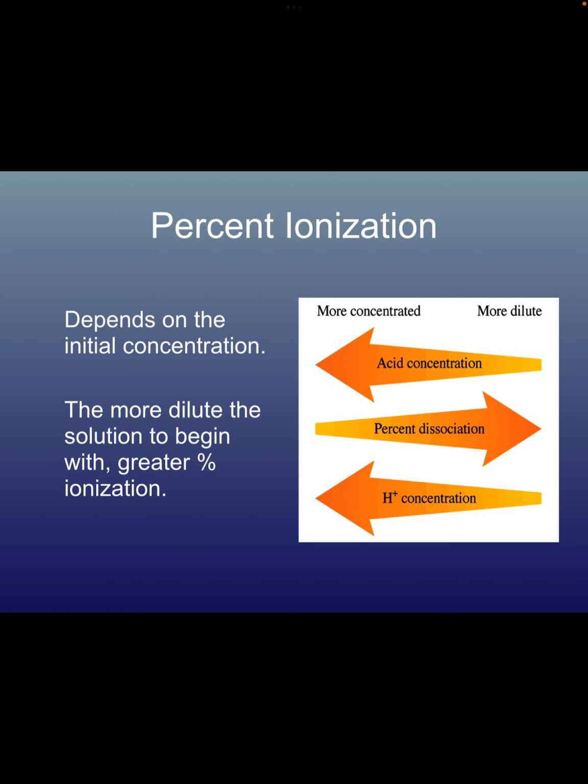So the amount of ionization that occurs depends on that initial concentration. And in general, the more dilute a solution is initially, the greater the percent ionization, because if it is more dilute, there's going to be more ions produced overall, essentially. So the more acid concentration we have, the higher the amount of hydrogen ions produced typically. So higher molarities tend to produce more ions overall.